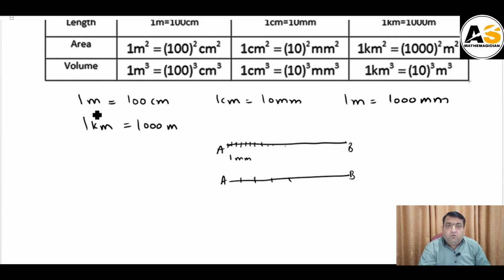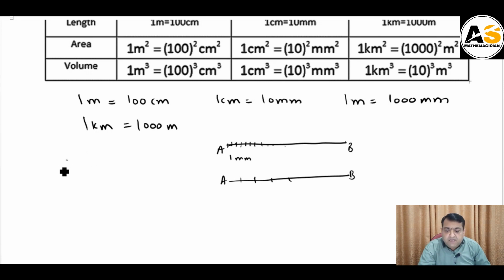In order to convert meters into centimeters, we will multiply by 100. You just need to remember this. 1 centimeter is equal to 10 millimeters, 1 meter is equal to 1000 millimeters, and 1 kilometer is equal to 1000 meters. Now, whenever we want to convert a larger unit into a smaller one, we multiply with the unit, and in order to convert a smaller unit into a larger one, we divide.